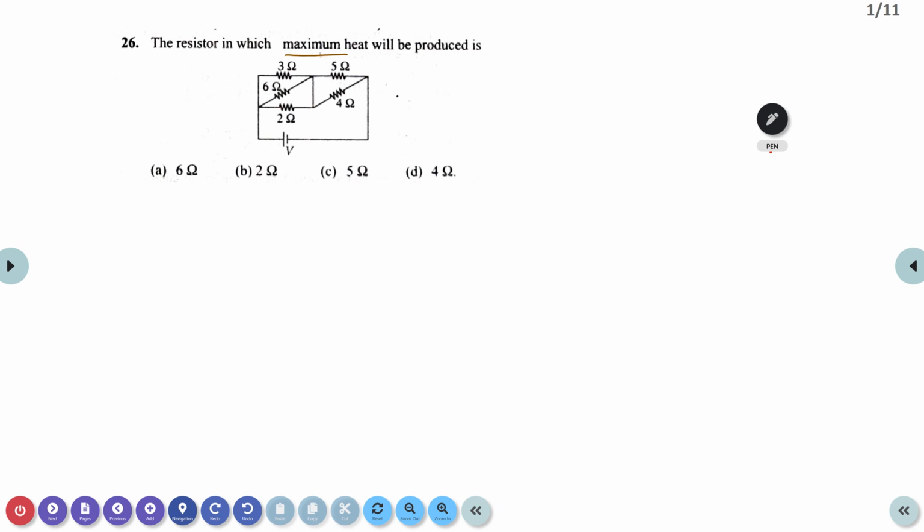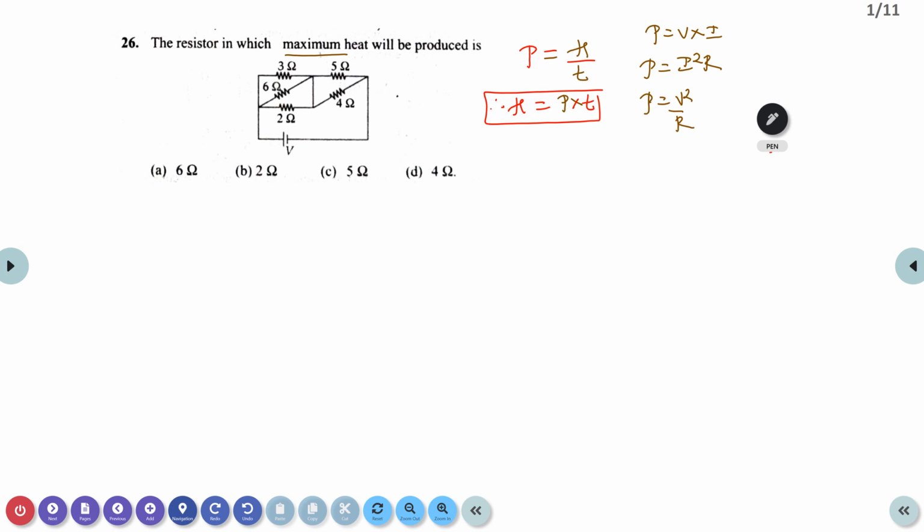Now, first try to understand: power equals heat energy divided by time. Therefore, heat energy equals power multiplied by time. This is the equation. Next question arises in your mind. There are three formulas for power: power equals V into I, power equals I square into R, and power equals V square by R. Now, which formula do you have to use?